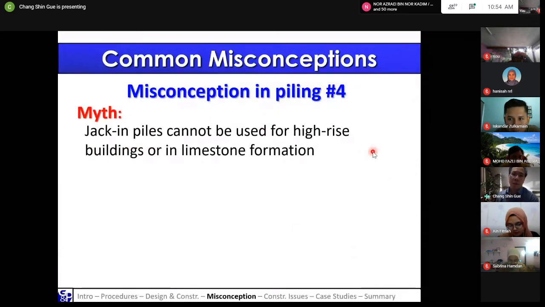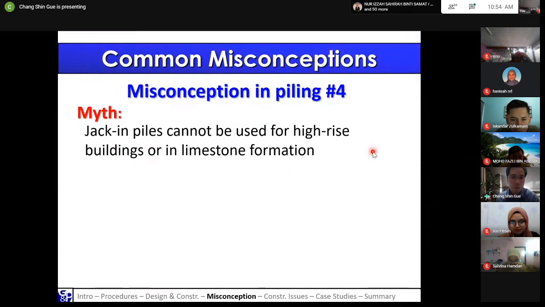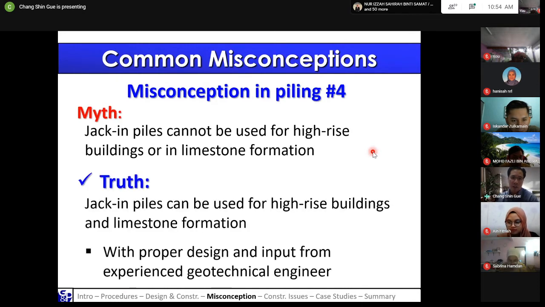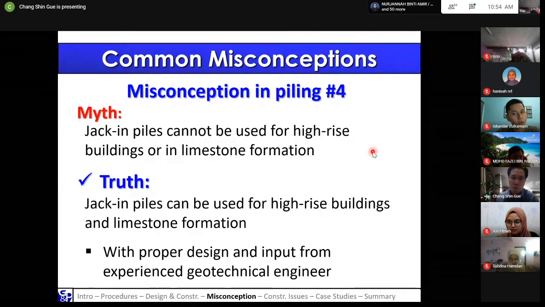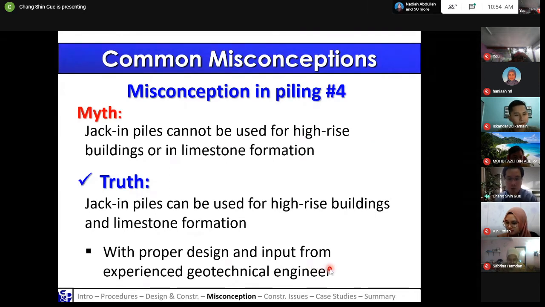Okay, the next misconception. Some may say that jack-in piles cannot be used for high-rise buildings or limestone formation. The truth is that jack-in piles can be used for high-rise buildings and limestone formation with proper design and input from experienced geotechnical engineers. So it's not to say that jack-in piles cannot be used for limestone formation.